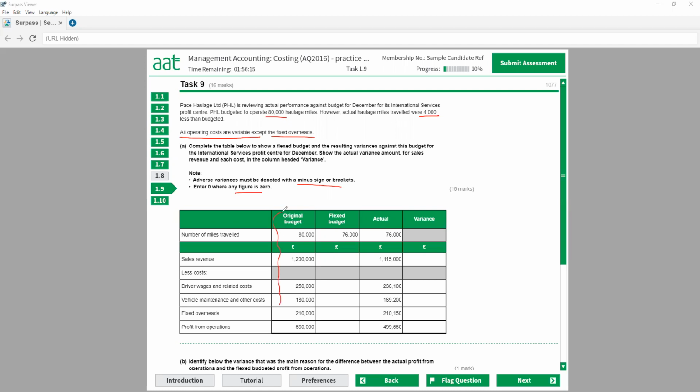So we have the budgeted figure. Following the budgeted figure, we have to make the flex budget. My number of miles, the plan was 80,000 and the revenue was 1,200,000. So you have to find how much is the sales revenue per mile. What was the plan? 1,200,000 divided by 80,000. That will tell me how much my plan was, the revenue per mile.